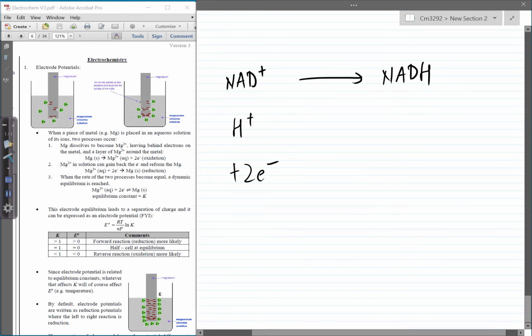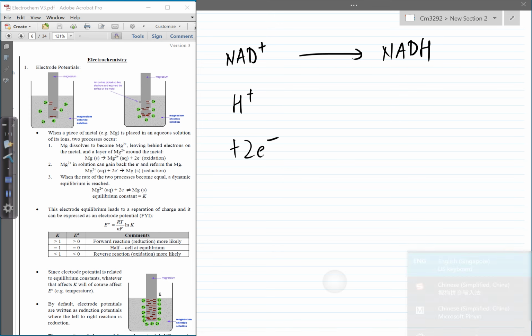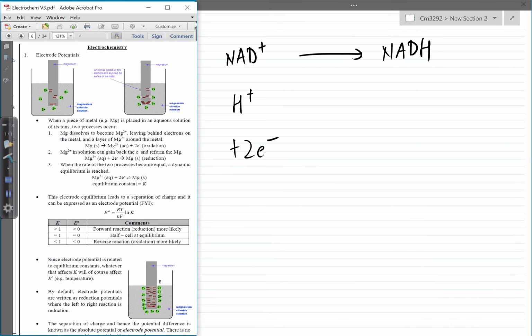So after we establish some basics, we can look at electrochemistry already. So the first concept is your electropotentials. So how do these arise? If, let's say, you place a piece of reactive metal in its ionic solution, two processes will occur. First is that the Mg will dissolve to become Mg2+, and the reverse can occur as well.